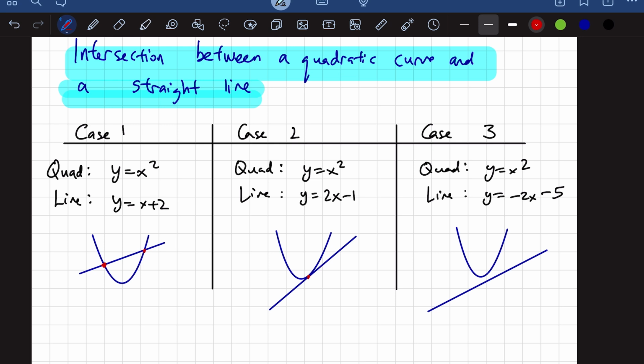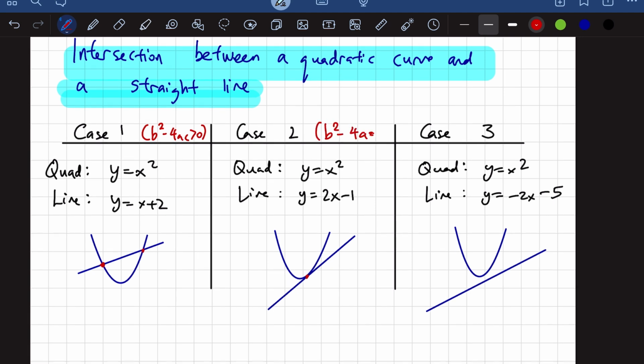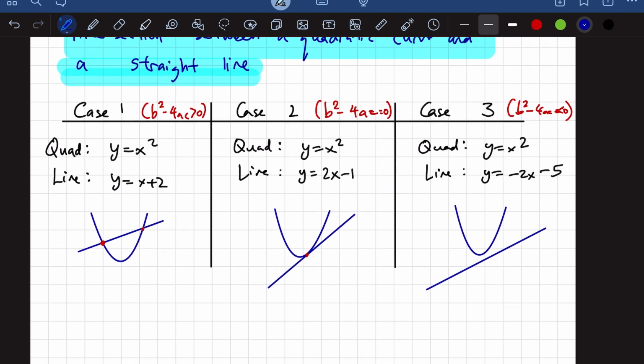Very similar to the previous topic, we will realize that the discriminant of the different cases will be slightly different. For case 1, the discriminant is going to be more than 0. For the second case, it will be equal to 0. And for the third case, it will be less than 0. So when will the discriminant come in? We have to first intersect both graphs together. I'm going to try example 1 to show you.